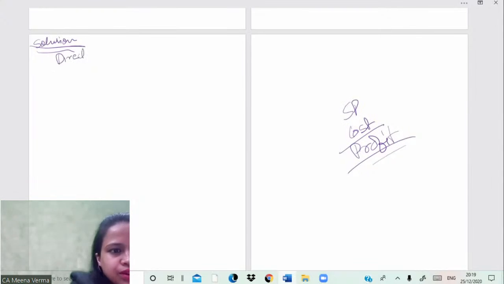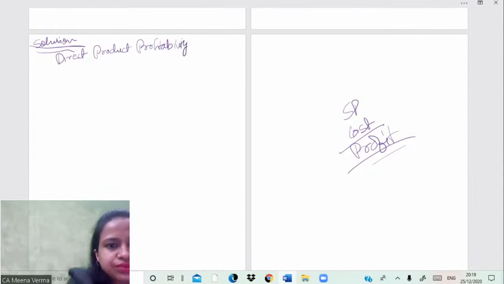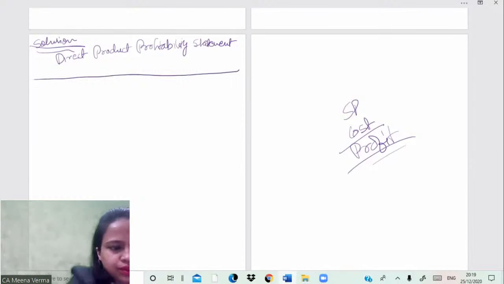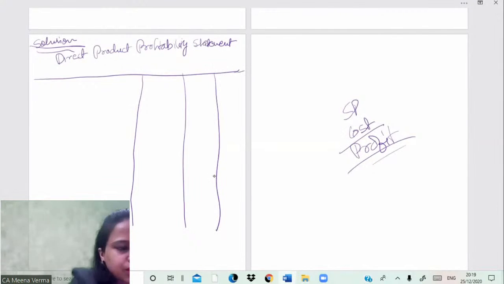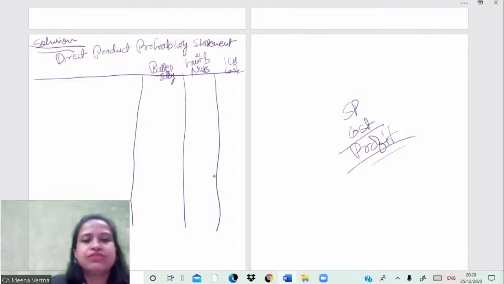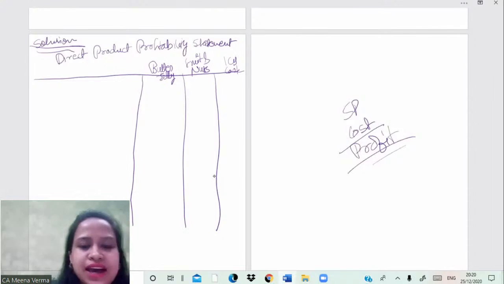Direct product profitability statement. We have 3 products here: butter jelly, fruit and nuts, and icy cool. These 3 products.